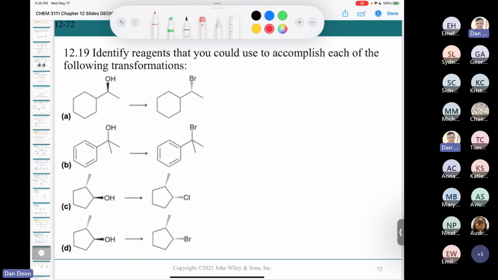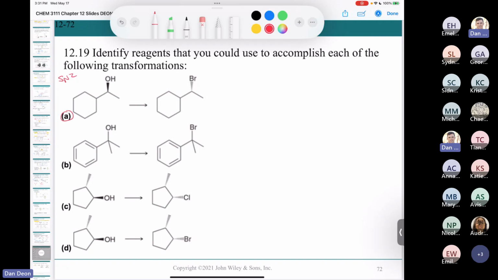So Maria, let's see what we're doing here. We got a secondary alcohol, and then we're converting it to a secondary alkyl bromide, and we have inversion of configuration. So this has to involve some kind of SN2 chemistry, right? Do you have any ideas for this one? I got a couple of ways to do this. Anybody have an idea?